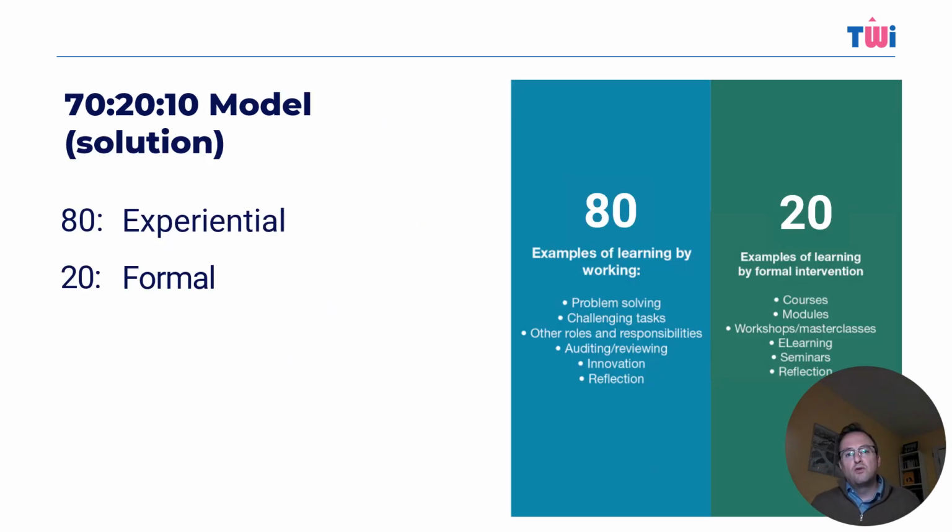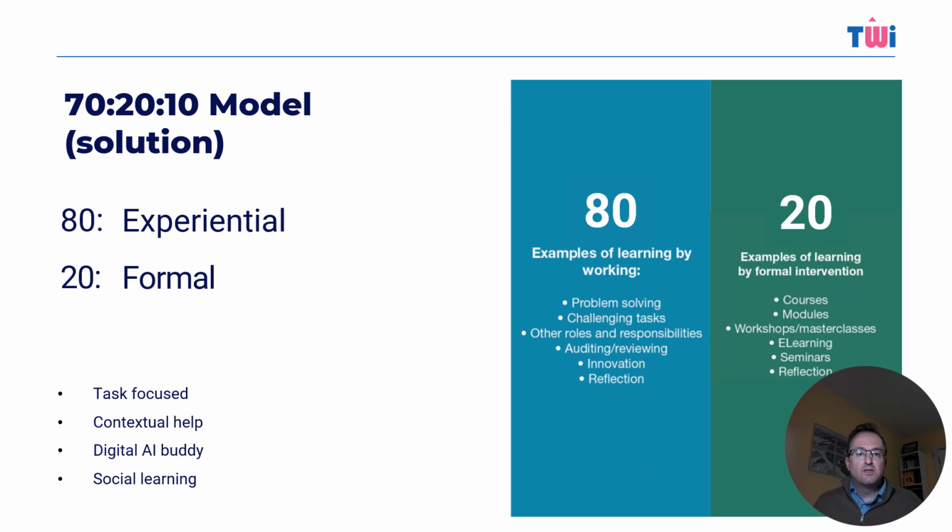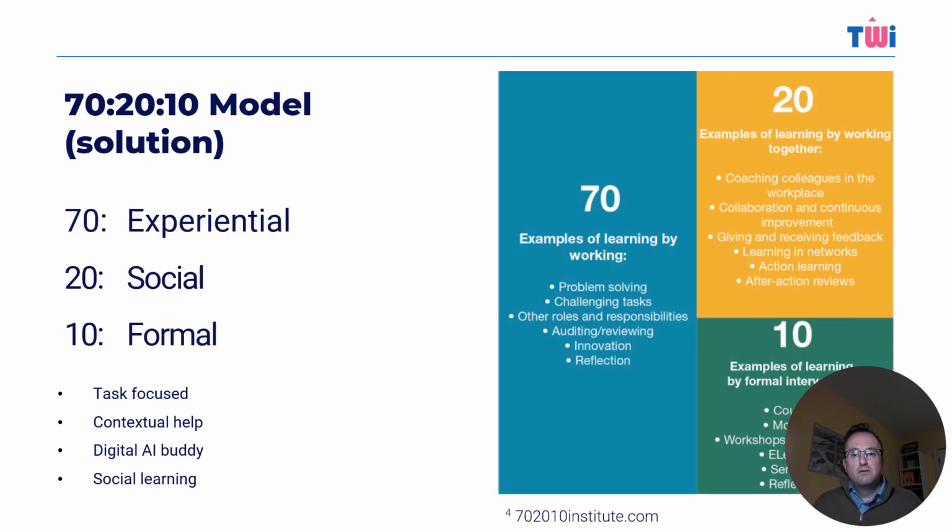More than that, by providing learning in the flow of work and making sure that the core of that learning is task focused with access to additional contextual help, maybe a digital AI buddy or social and collaborative learning opportunities like an integrated forum and support networks that can facilitate knowledge transfer and problem solving, well, we're helping clients address the recent imbalance to that 70-20-10 model that was brought on by the rise in remote work, and we're actively supporting the 70 experiential and 20 social learning needs.